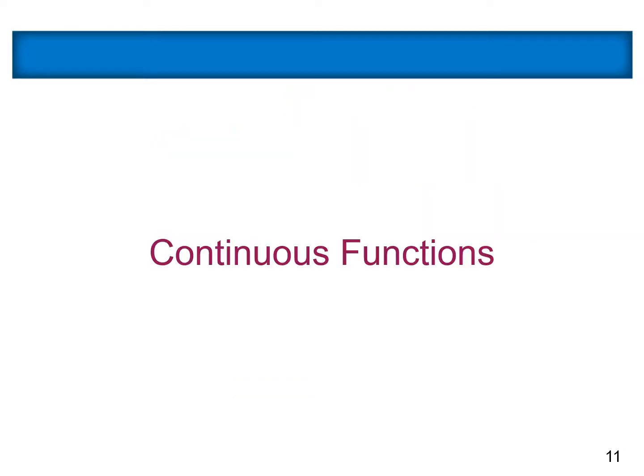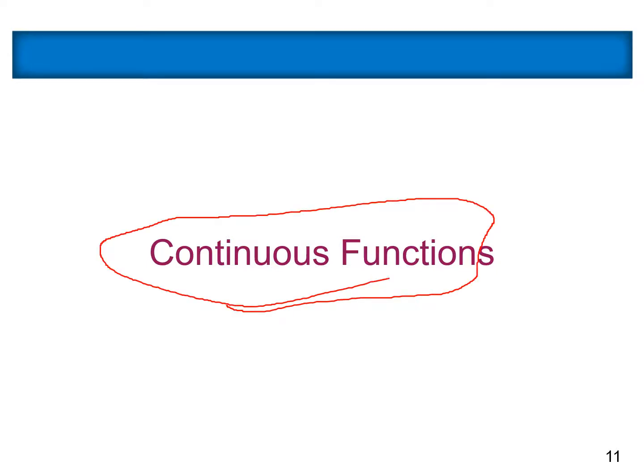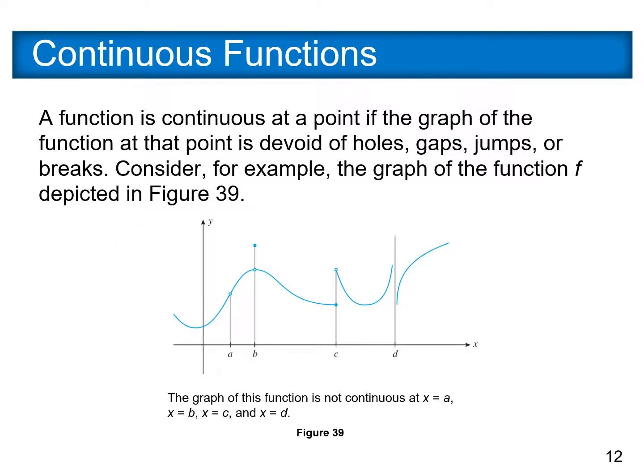Now I'm going to talk about continuous functions. Continuity is a property of limits used to describe functions. So let's get right into it. A function is continuous at a point. Now we're going to talk about continuity at a specific point.